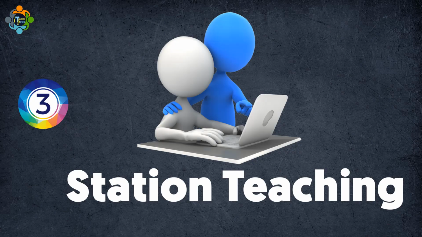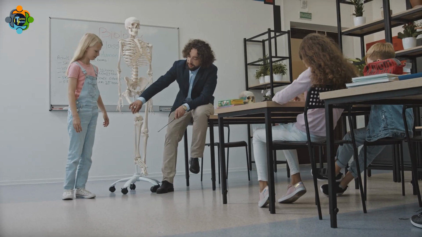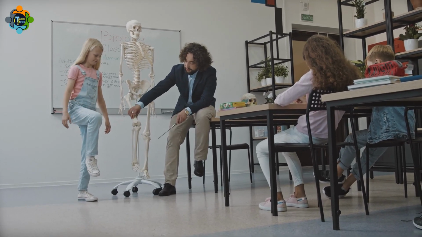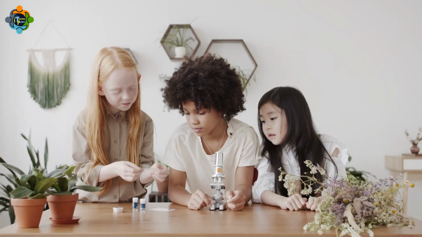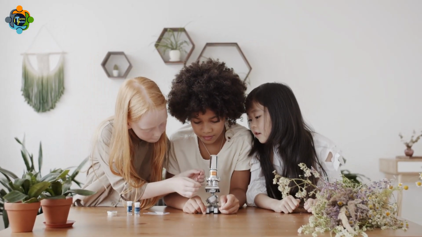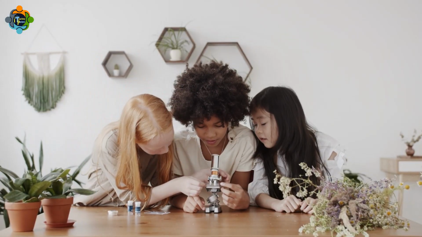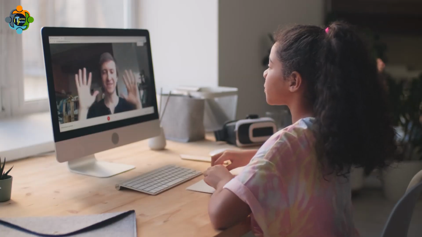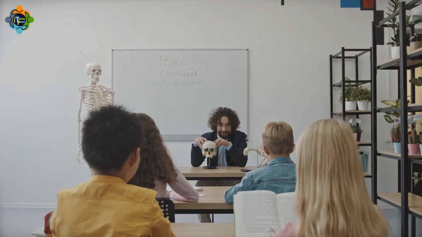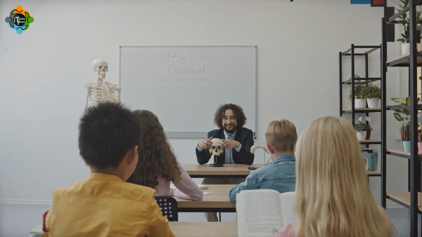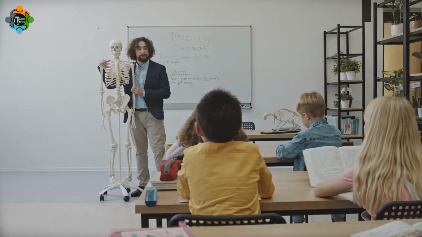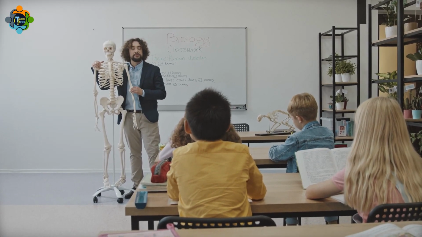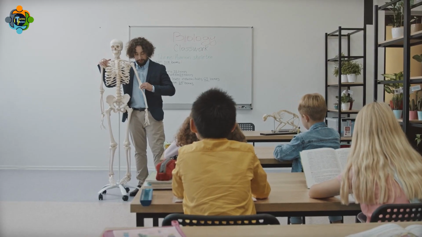Number 3. Station teaching. Picture an elementary science class where students rotate through different stations. At one station, they conduct a hands-on experiment about plant growth. At another, they watch a video on photosynthesis. And at the third, they engage in a group discussion about what they learned. This model caters to various learning styles and keeps students actively involved.